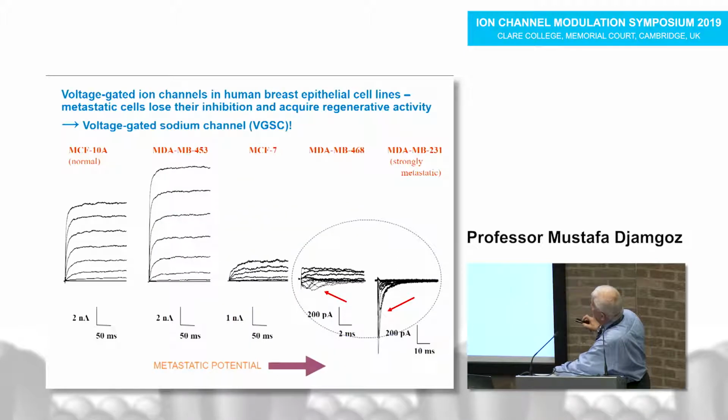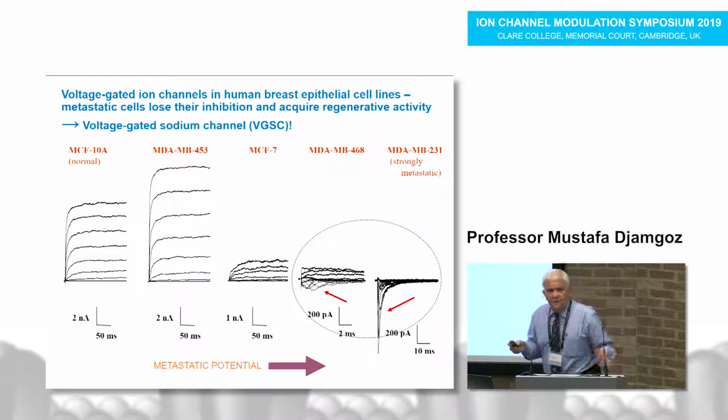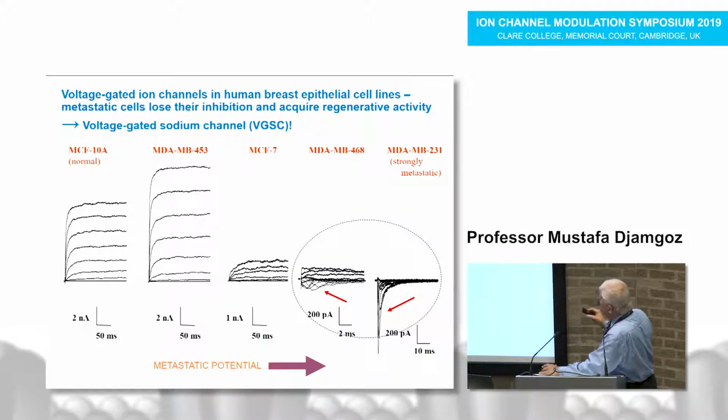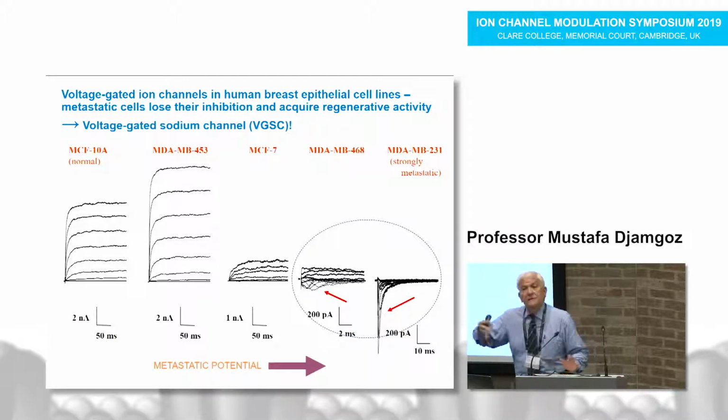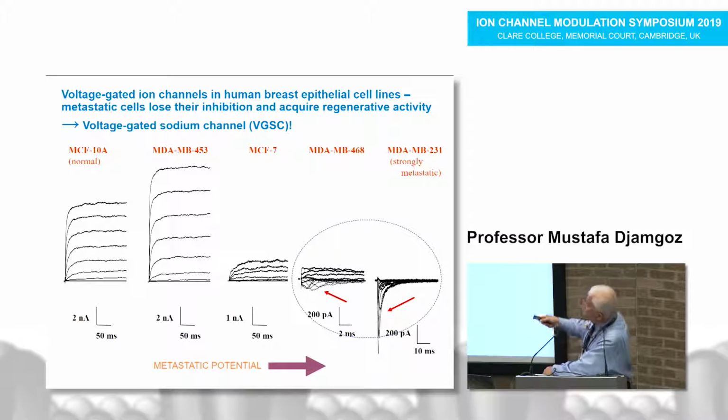Okay, so when we ask the question, what are the ion channels involved in metastasis? We know all about these basic cellular behaviors. We and others have mapped out a kind of profile of voltage-gated currents in tumor cells of various metastatic potential, or various degree of aggressiveness. So these are all human breast epithelial cells, going from normal through benign to all the way to aggressive and metastatic.